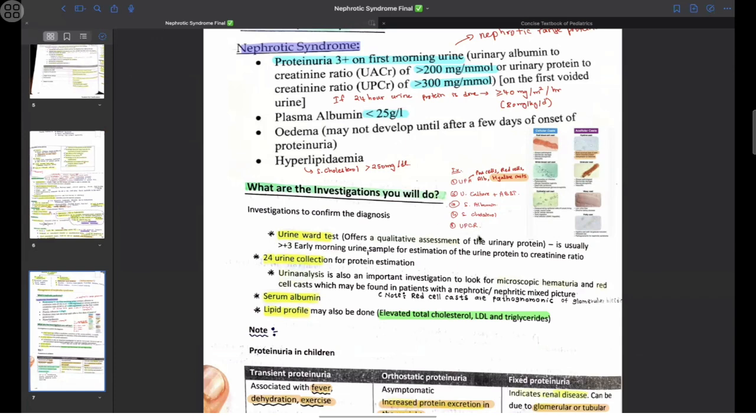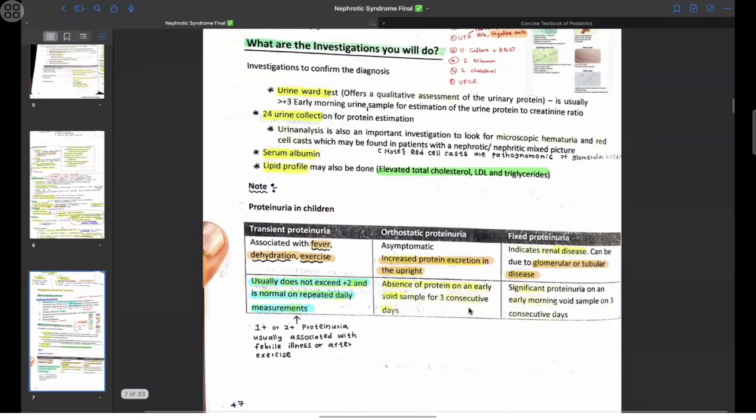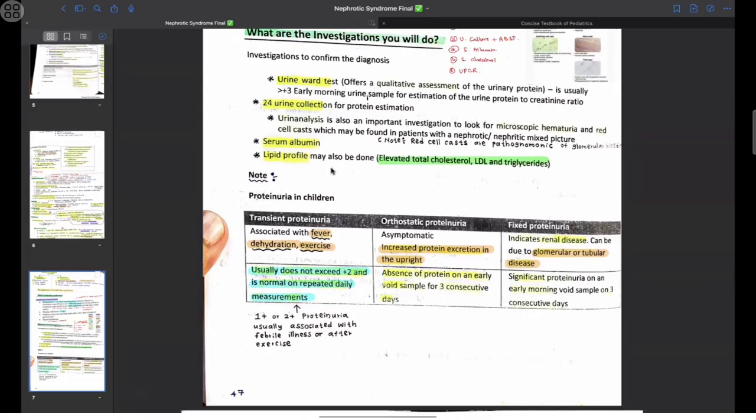Okay, then you can do the urine protein creatinine ratio as well, like I said here, and this is the value to interpret that. Then this is just a recap about proteinuria. Like I said before, transient proteinuria will be associated with fever, dehydration, exercise. That does not go up to nephrotic range, it is +2, and they will be repeated. When you keep repeating it daily, it will become normal after that. Then orthostatic is where the protein increases when your patient is upright. That you can just know.